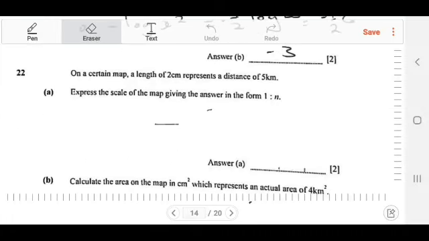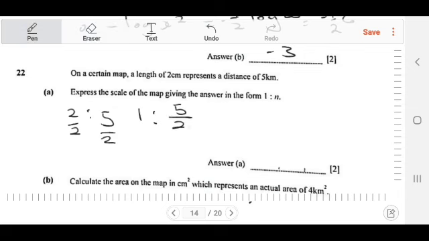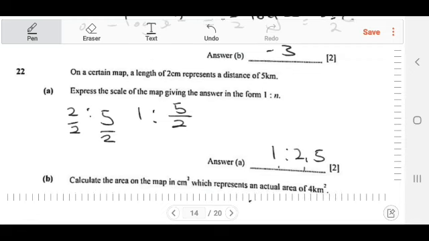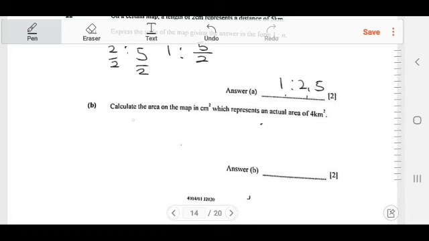Number 22, on a certain map, a length of 2 centimeters represents 5 kilometers. Express the scale of the map, giving the answer in the form 1 is to n. So we're saying 2 is to 5. If you divide by 2 there, we are going to get 1 is to 5 over 2, which is 1 is to 2.5.